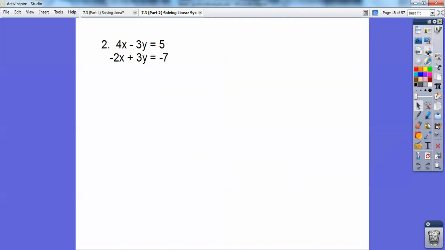All right, let's try another one. Here again, if I add them together, this time the 3y's will cancel out. This is a negative 3y and a positive 3y, so these are ready to line up, add them together, and those cancel. Then 4 plus negative 2 is a positive 2x, and 5 plus negative 7 is negative 2. And 2 goes into negative 2 negative 1 time.